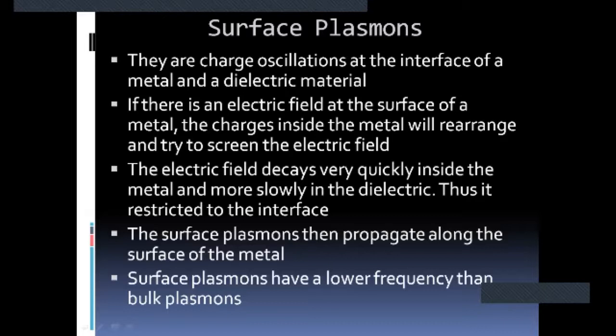The surface plasmon then propagates along the surface. The surface plasmons have a lower frequency than the bulk plasmons, and hence the surface plasmons have lower energy than the bulk plasmons.